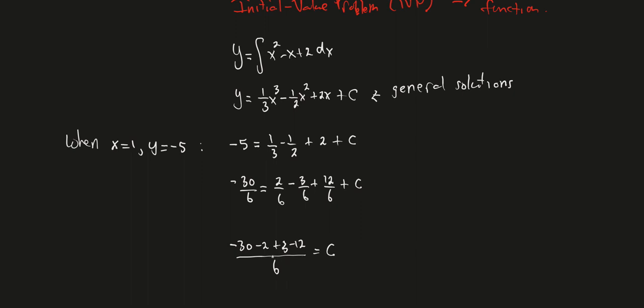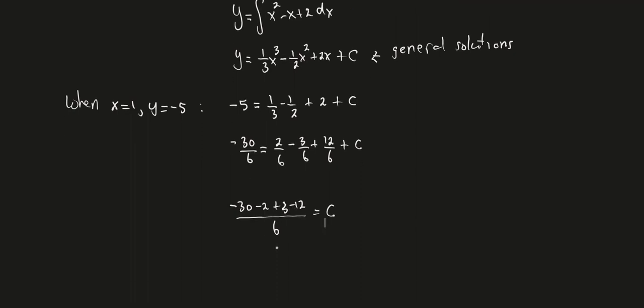So what do we have? -32 plus 3, so that's just -29 minus 12, so that's -41 over 6. So -41 over 6 is my constant. We're not going to circle this. This is just the constant. This is just a part of the solution. What we want is the equation of the curve.